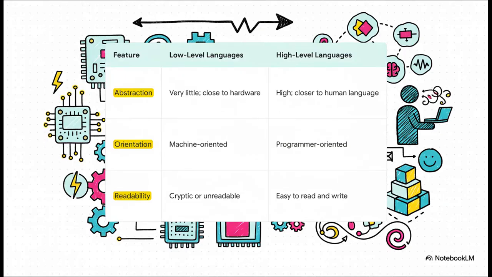And this table just lays out those two worlds perfectly. On one side, you have low-level languages. They're all about the machine, speaking its language. On the other side, high-level languages. They're all about the programmer. They're built for us humans, making things easy to read and easy to write.